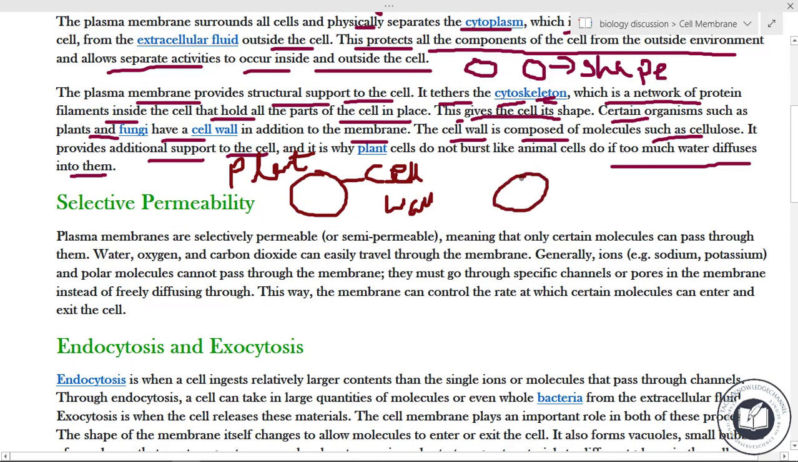While if we see the animal cell, when water is diffusing into the cell, the cell is going to burst, right?